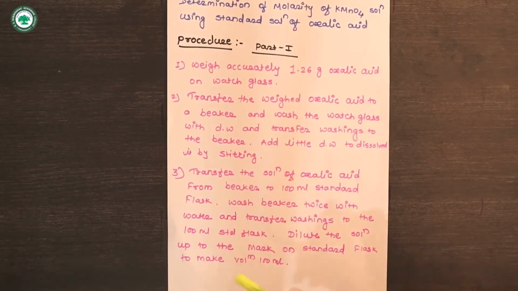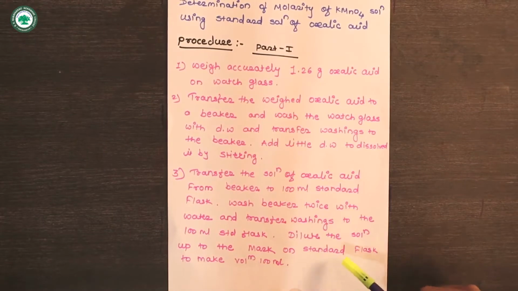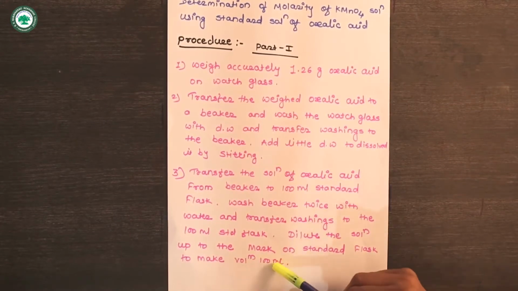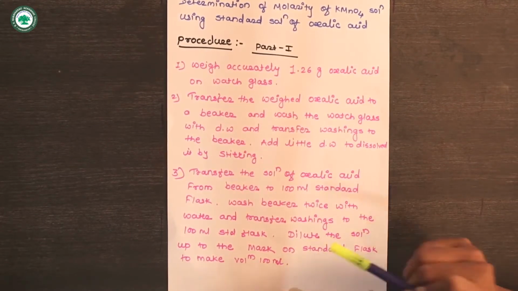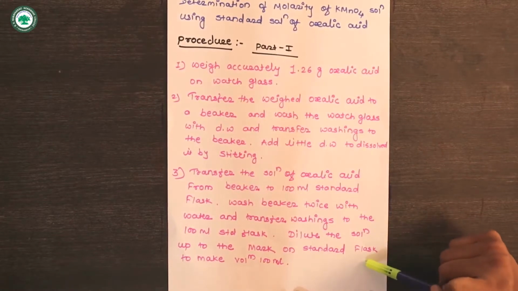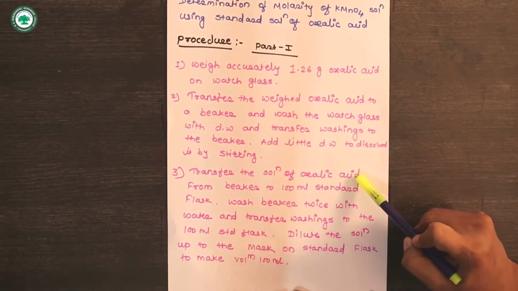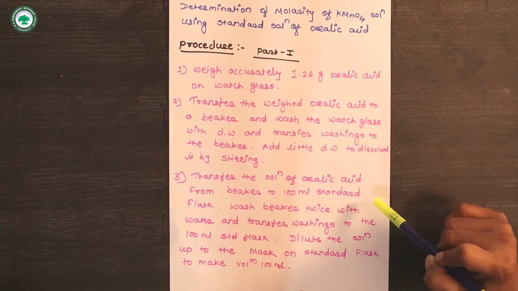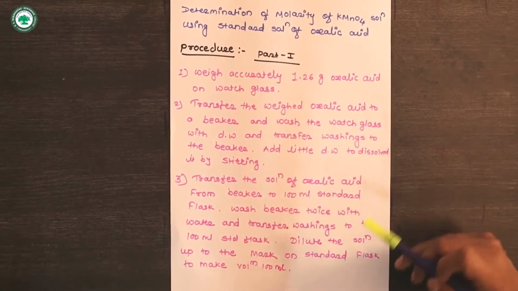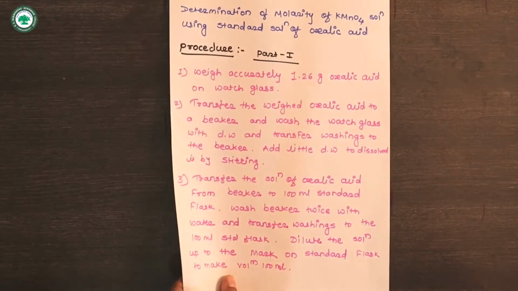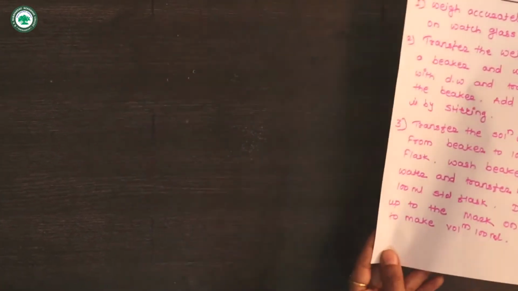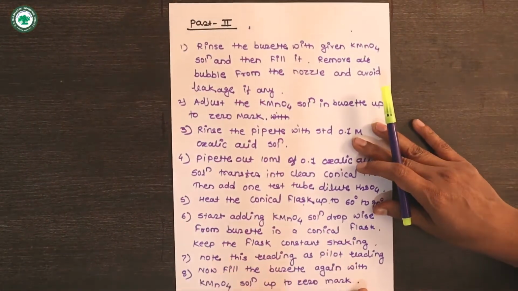Dilute the solution up to the mark on the standard flask to make the volume 100 ml. Means we use a 100 ml standard flask and prepare the solution of oxalic acid. It's a 0.1 molar oxalic acid that we can prepare easily. Now the next procedure, it's part 2, and I will simply explain part 2.